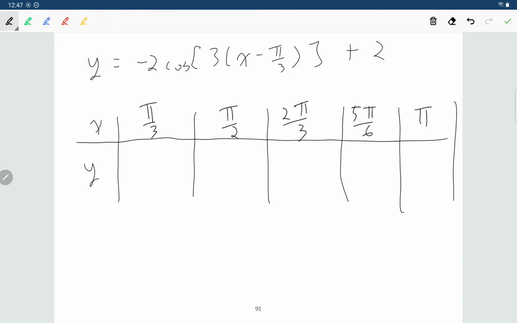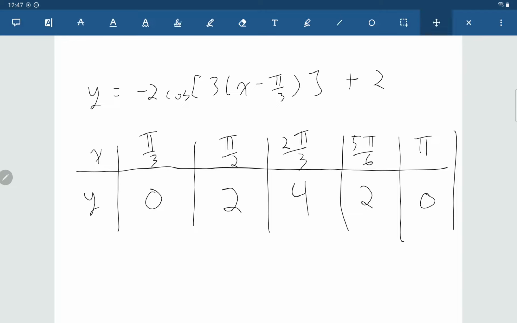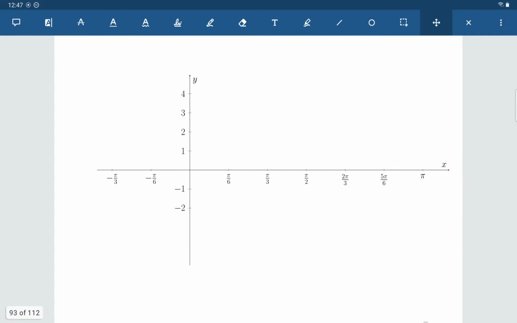There we go. And now the next part was to take our y values and add 2 to all of them. -2 plus 2, that's 0. 0 plus 2, that's 2. 2 plus 2, that's 4. 0 plus 2, that's 2. -2 plus 2, that's 0. So we've got now 5 key points for one cycle. And let's start graphing.